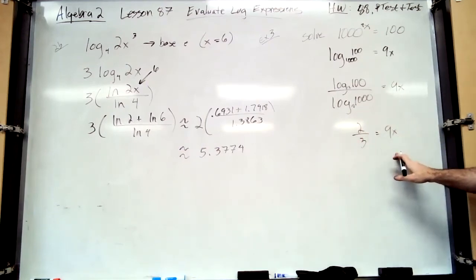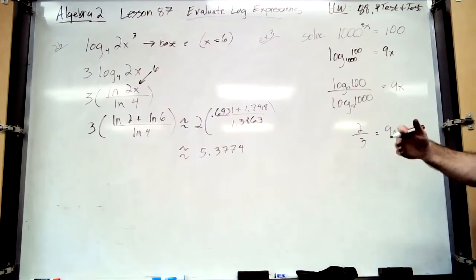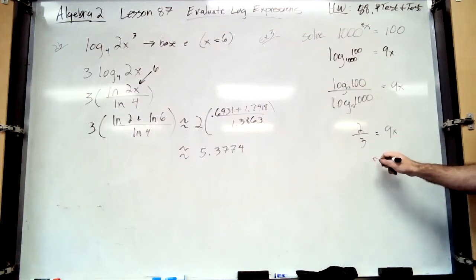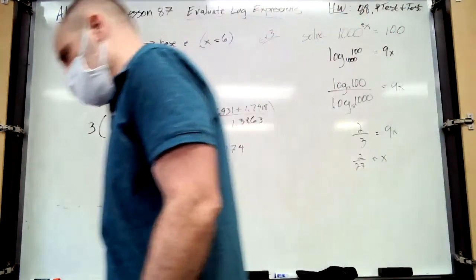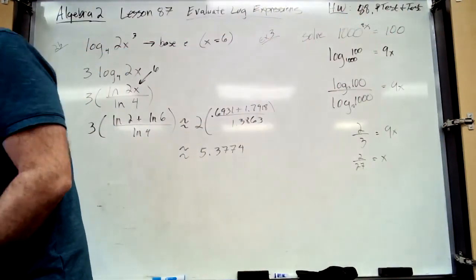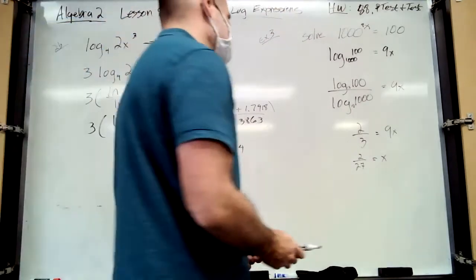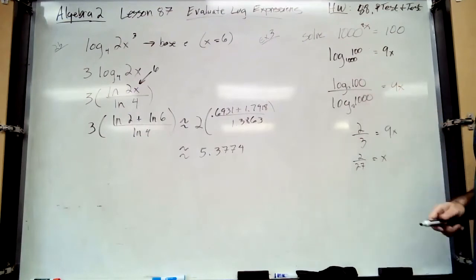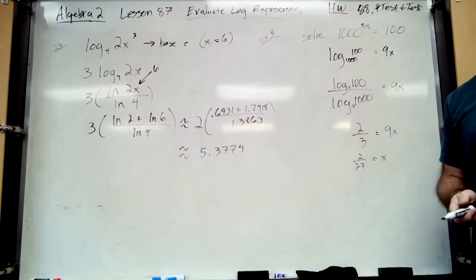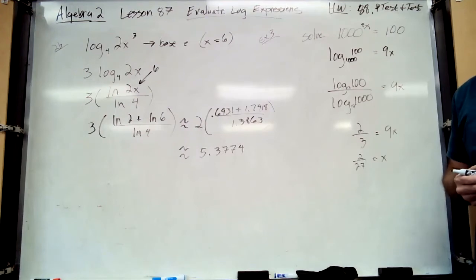Now this is just a nice pre-algebra equation. Divide by 9, x equals 2/27. Let's see if that works. Yes, got it right. Okay, all I did was do the change of base formula here because any base that's not 10 or natural log, you got to change the base.